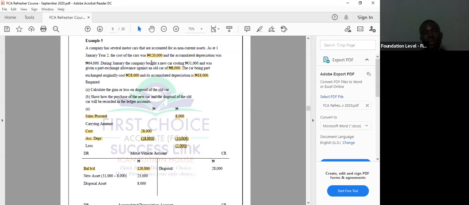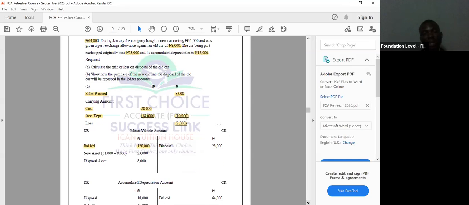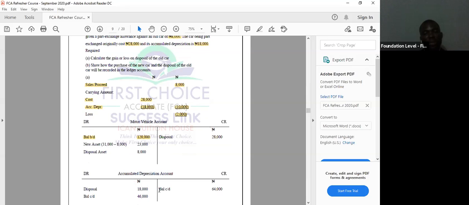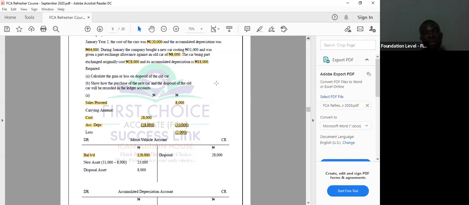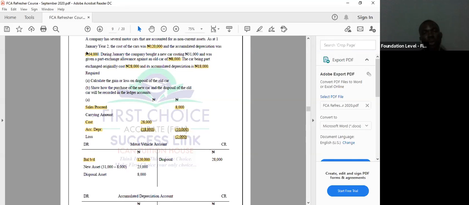Let's read on. The accumulated depreciation for it also is 64,000. So the next step is to open the accumulated depreciation account and put the balance. This will be balance brought down, not carried down. So it should be BD, not CD, 64,000. After we have that, any other figure? They told us also that during the year, the company bought a new car of 31,000 and was given a part exchange of 8,000.